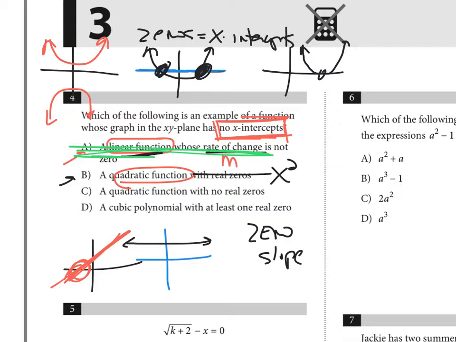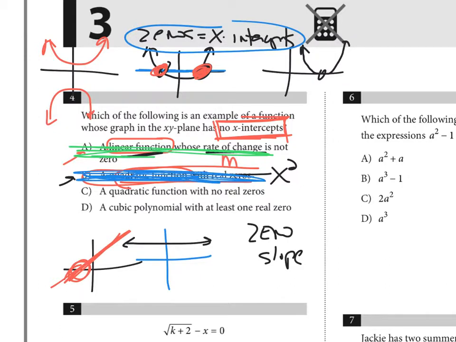And the SAT loves to put that math definition on it. So the zeros are just the x-intercepts. For example, letter B, a quadratic function with real zeros, would cross the x-axis because it has zeros. That's not what we want. The question is saying which equation has no x-intercepts, with no zeros.